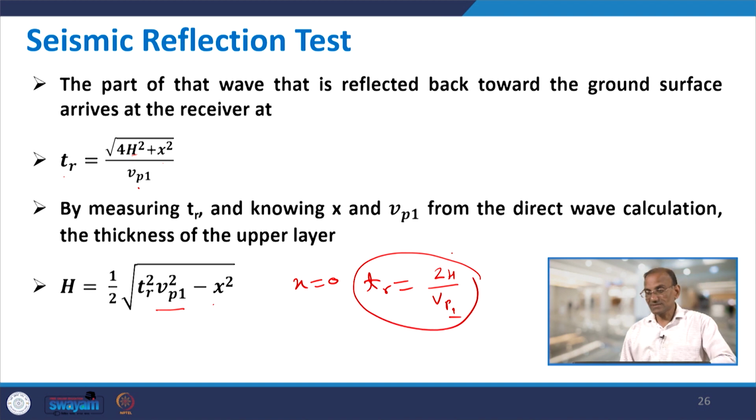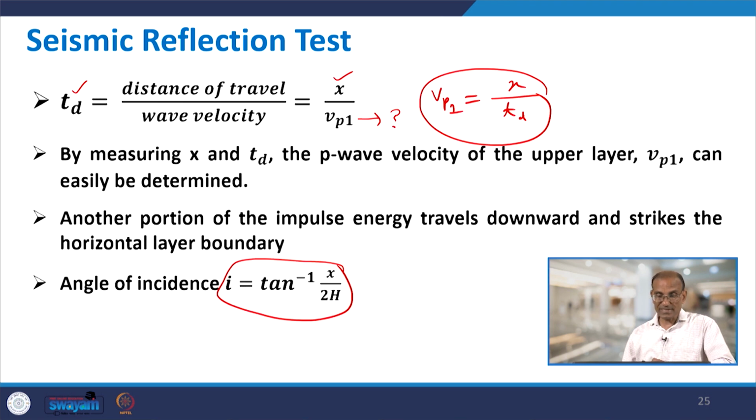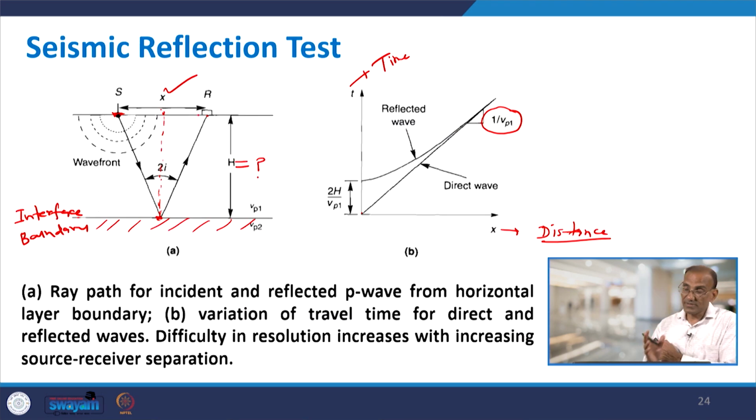What does that say? It says 2 times h. This is a hypothetical scenario where you do not have any angle, and the wave goes vertically down and then moves again in the same direction. This is the corresponding time. This is the minimum time required for this wave to reach the receiver. So, I think with this I have completed.